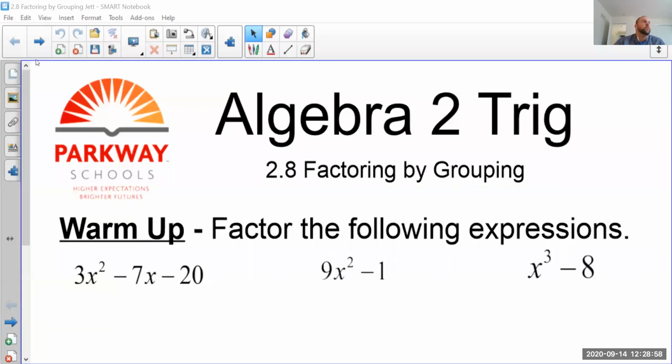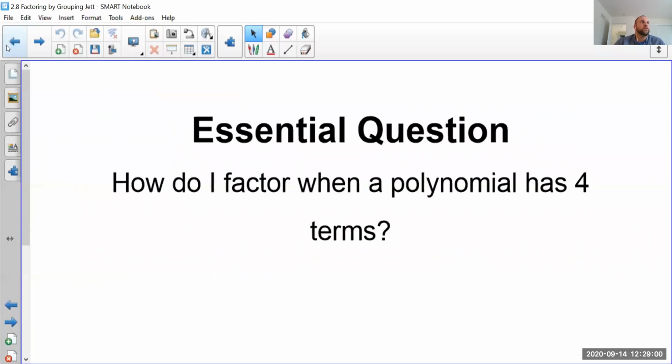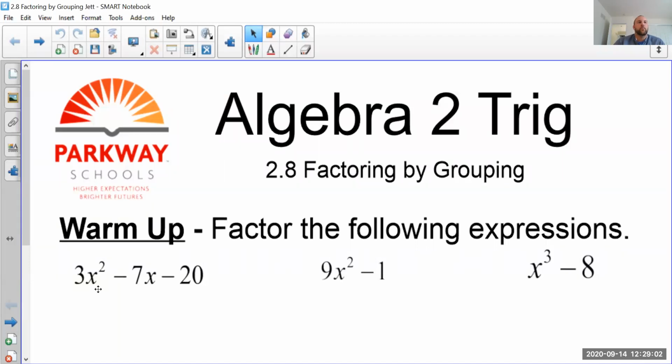And so before we get into that, we need to be able to refresh and know how to do the types of factoring that we've already done. All right, so if you have the notes opened up, we're going to start off with a little warm-up today. Just get a little refresher on what we've done in 2.6 and 2.7. So if you can see my 2.8 notes here, I want us to start by factoring these 3 examples here. So go ahead and do that.